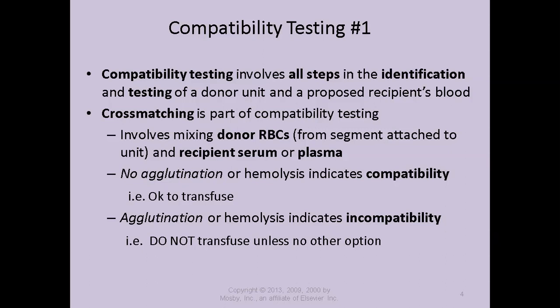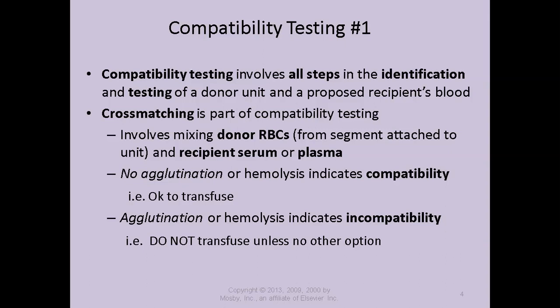Cross-matching specifically is a very important part of compatibility testing, and for the cross-match test, we take some of the donor unit red blood cells that we're thinking of transfusing into the recipient, and we don't enter the whole blood donor bag. We actually use something called a segment that is attached to the unit, and we'll be looking at pictures of what these segments look like in a minute. And we make our 3 to 5% red cell suspension from the segment of the donor red cells, and then we test them with the recipient's serum or plasma. So remember, recipient is the person who we're thinking of transfusing this unit into.